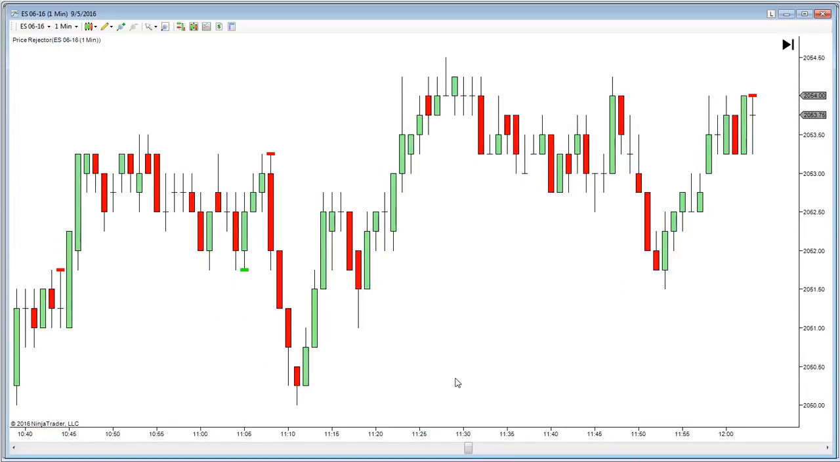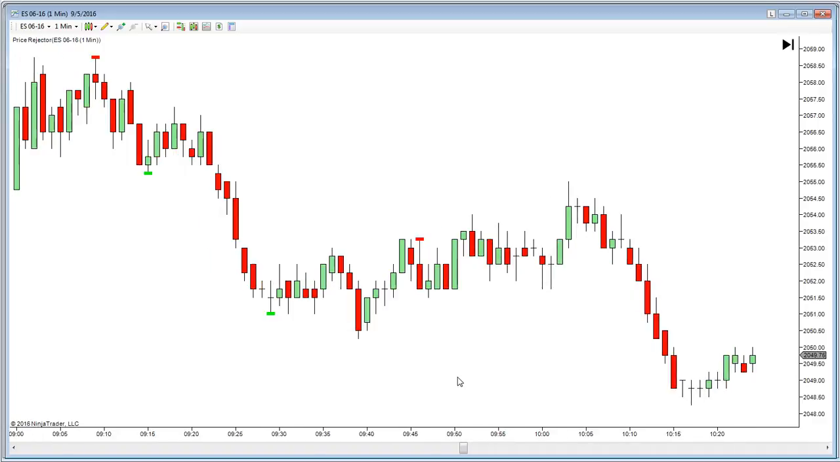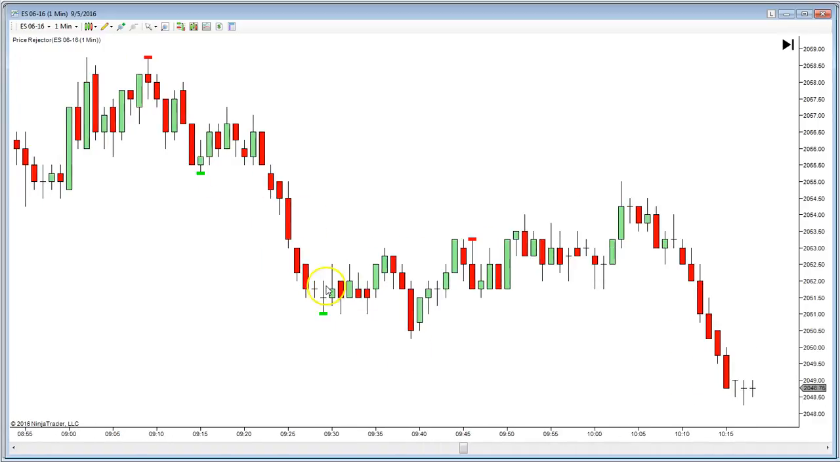Oops, what was that? Sorry, I think I skipped ahead a lot. Yeah, okay, that's what it was. So this one kind of went sideways and then went up. I think you could have got a couple ticks out of that. The sell sort of went sideways, never really went in your favor, but you could cut your loss at a small loss.